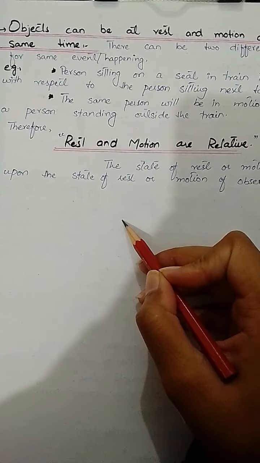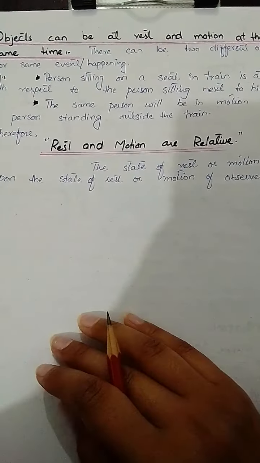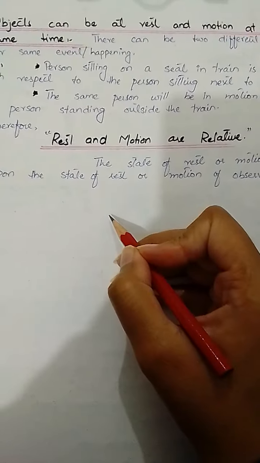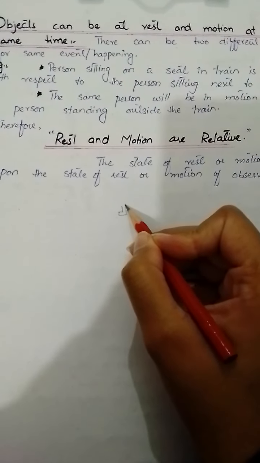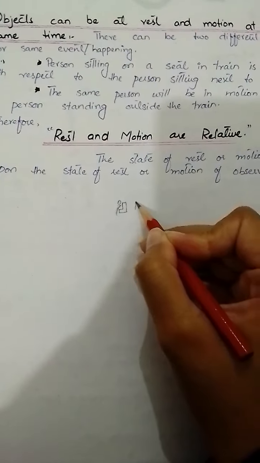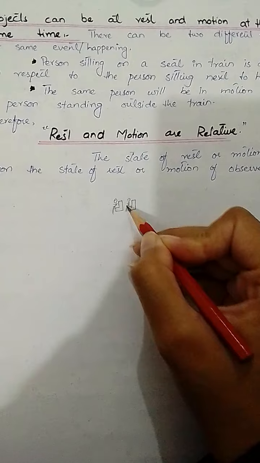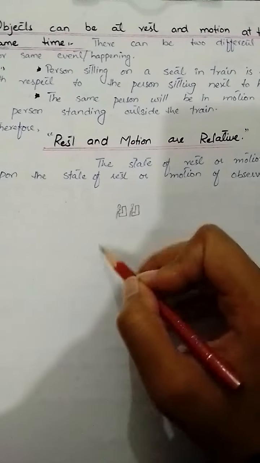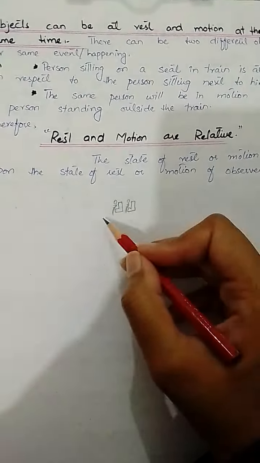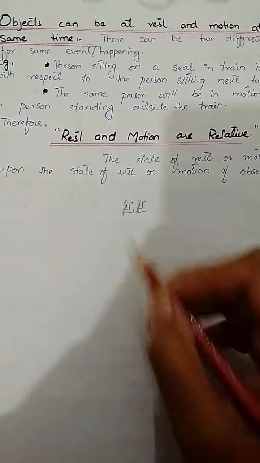Let's suppose a person is standing inside the train, and another person is sitting with that person. There are two seats, with persons sitting on both, and a person is standing outside the train. Let me draw it over here for you. For the person sitting right next to the person we are discussing, this person is in a state of rest. Although the train is moving, this person would say that this person is just sitting still and is in a state of rest.